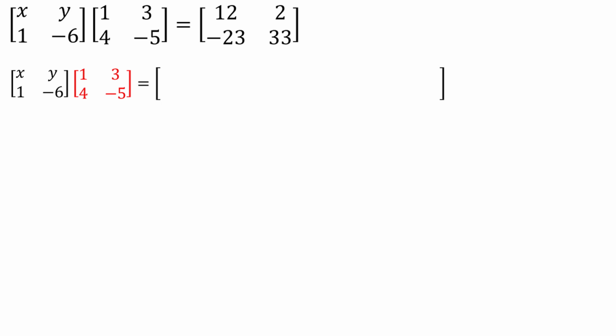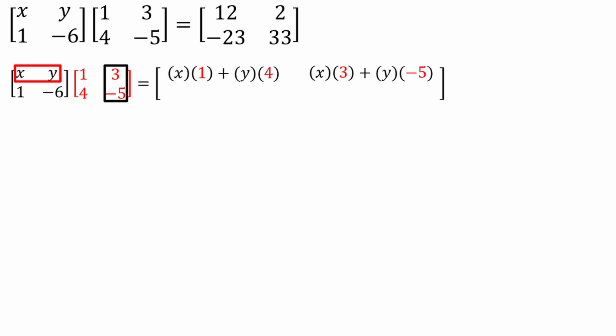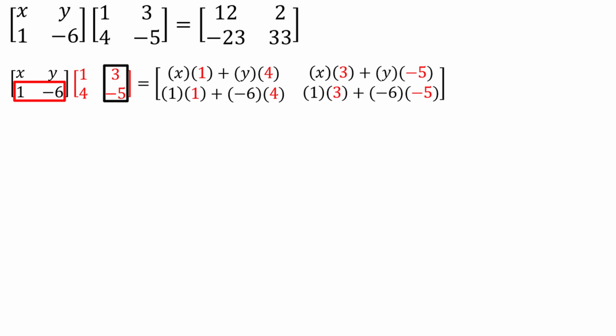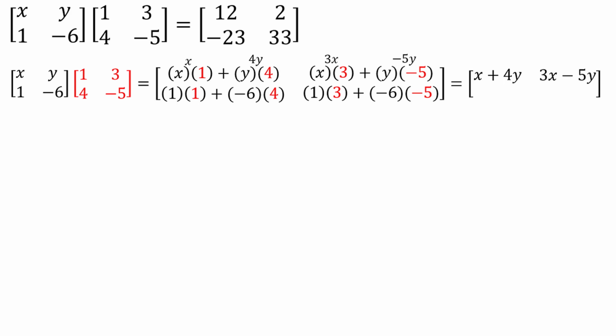For the first component, we have x times 1 plus y times 4. Then we have x times 3 plus y times negative 5. Then we have 1 times 1 plus negative 6 times 4. Then we have 1 times 3 plus negative 6 times negative 5. Simplifying, we have x plus 4y, 3x minus 5y, 1 minus 24, which is negative 23, and 3 plus 30, which is 33. Our second row matches the result, which is a good sign.